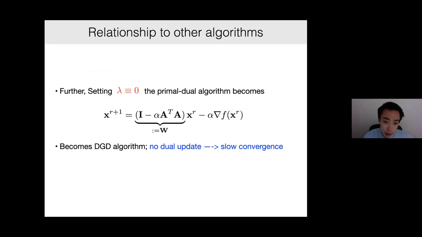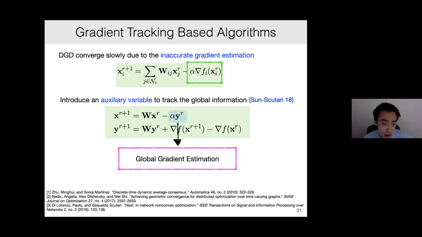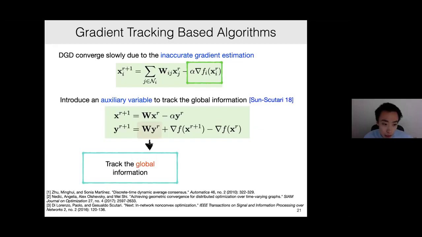Another type of algorithm is the gradient tracking-based methods, which basically directly solve the consensus problem. DGD does not converge or converges slowly, which is basically due to the inaccurate gradient estimation, because we are using a local gradient instead of a global gradient. So in gradient tracking-based methods, the idea is to introduce an auxiliary variable y to track the global information. How to track that? They introduce a y update and do a mixing step to convert the local y to the global y, and you also update using a difference of the local gradients.